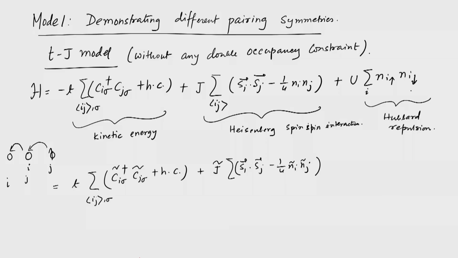So, what we have done is that we have replaced these operators, we can also replace these operators and so on by their tildes, and have neglected the last term, which is the Hubbard repulsion, which means that this is implicitly taking into account, or rather this is explicit if we do it. So, explicitly, no double occupancy constraint.